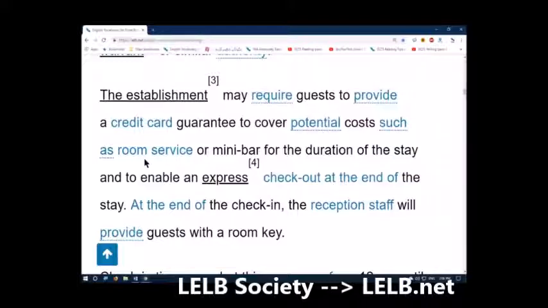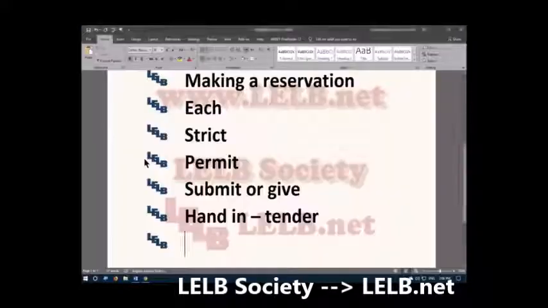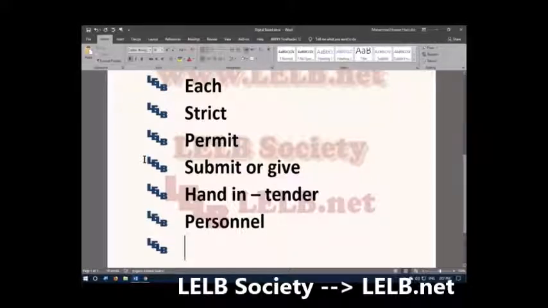At the end of the check-in, the reception staff will provide guests with a room key. Reception staff, for staff you could say personnel or employee.